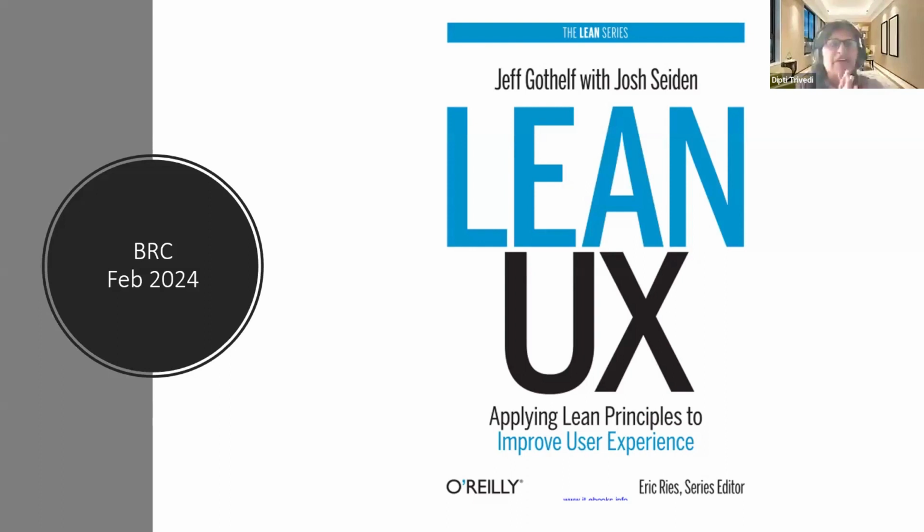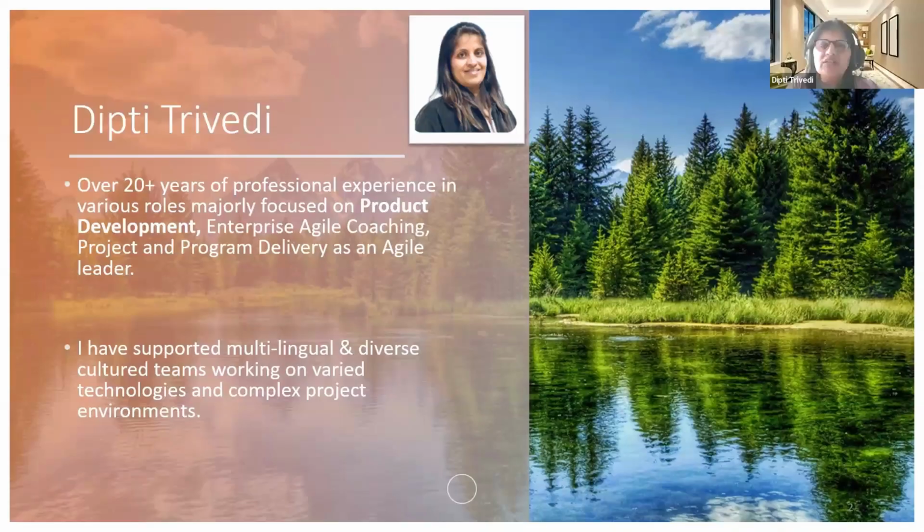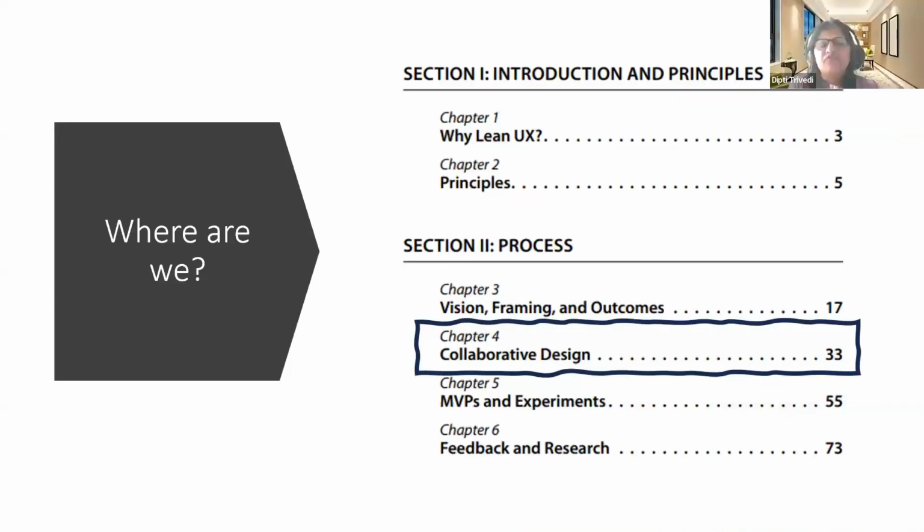Okay, coming back to the book, where are we? If we look at focusing on sections 1 and 2, the first half of the book, I'm going to talk on chapter 4 on the process side. We just heard Nandan covering chapter 3 on the vision, framing and outcomes. We'll continue this on the designing aspects moreover.